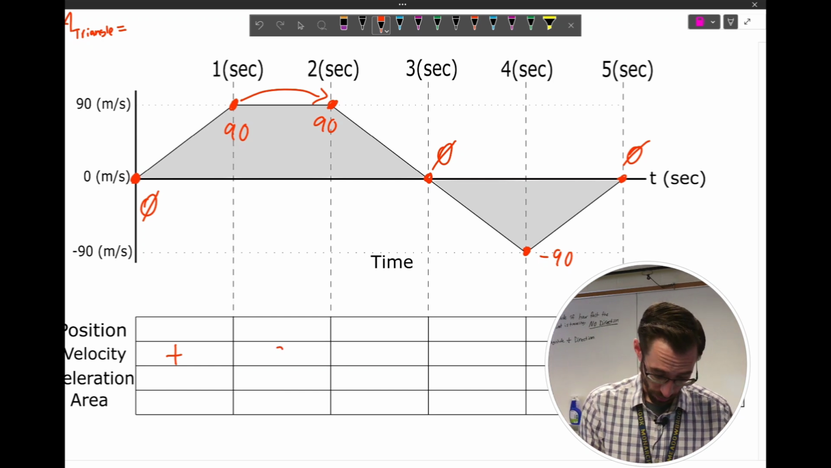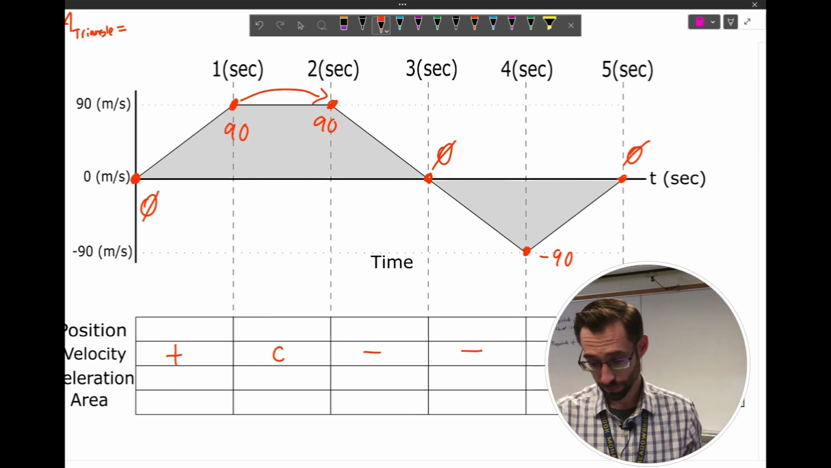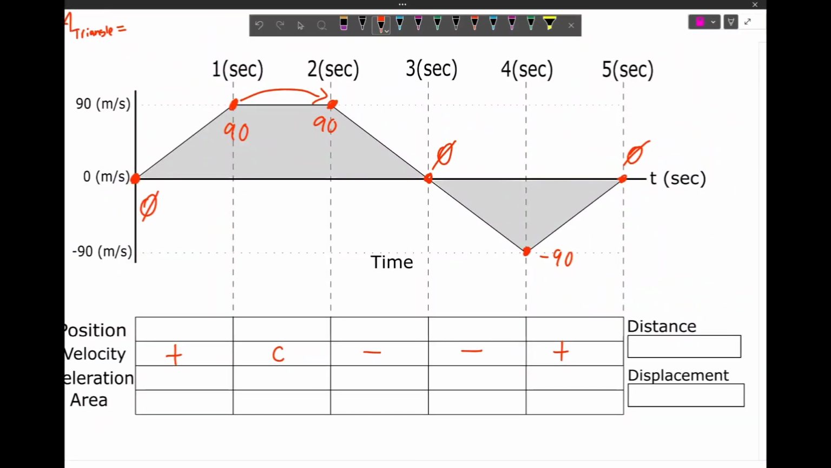All right, so we're going to do constant here, decrease, decrease, and increase. Make sense? Any questions about that?